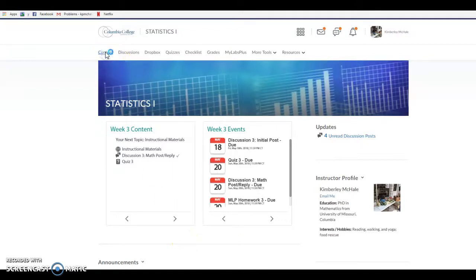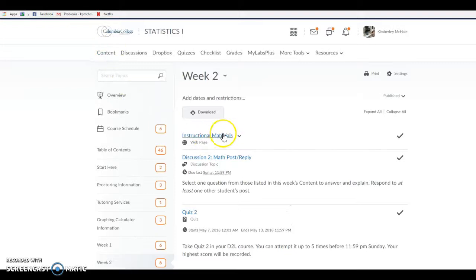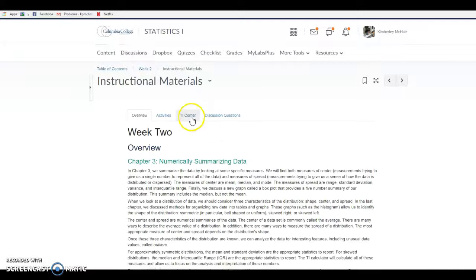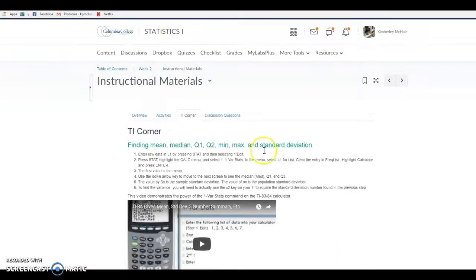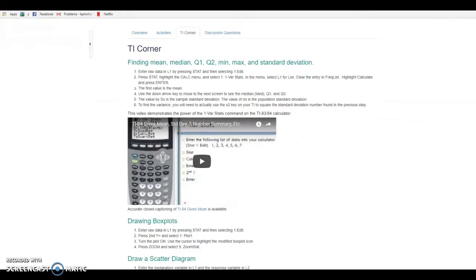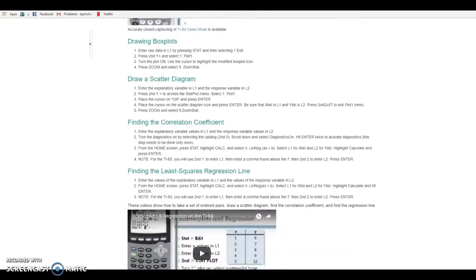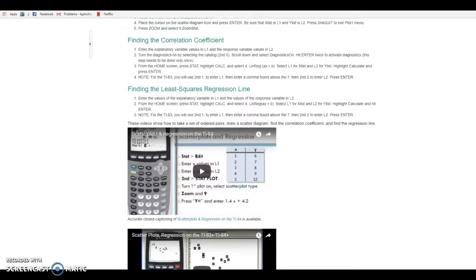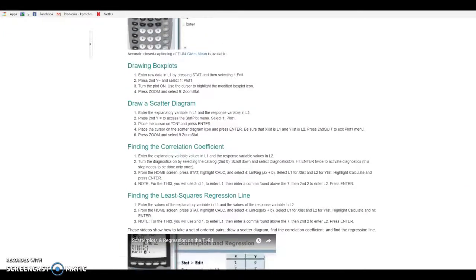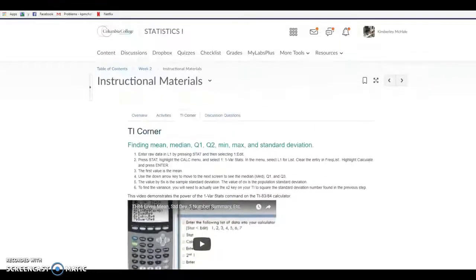And if you go to content each week, you'll be able to see this instructional materials link. And when I click on it, the third one over is the TI corner. And it's going to tell you how to use the TI to find the mean, median, Q1, Q2, min, max, standard deviation. It goes through how to draw different things. For instance, we don't use the formula for the least squares line. I hope you're using linreg AX plus B rather than that really long formula. There's videos and print, so whether you're a reader or a listener, I think we've got it set for you.